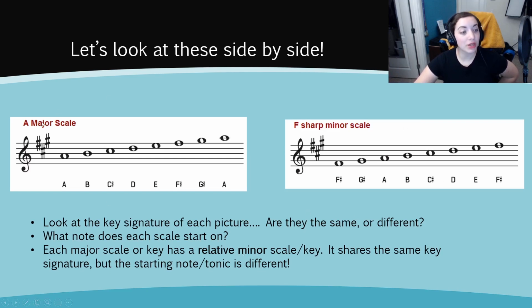All right, so each major scale or key has a relative minor scale or key. It's called the relative minor. So F sharp minor is the relative minor of A major. It shares the same key signature, right? They both have 3 sharps, but the starting note, or the tonic, if you will, the do, is different, okay?